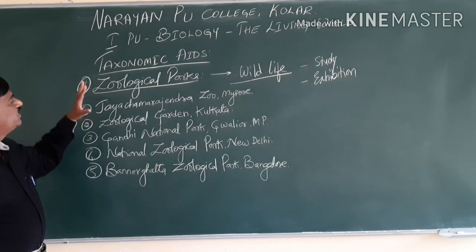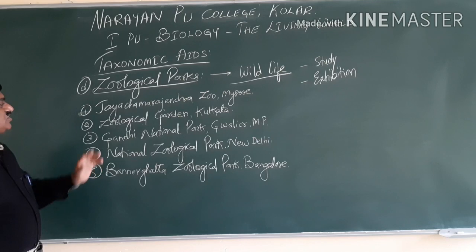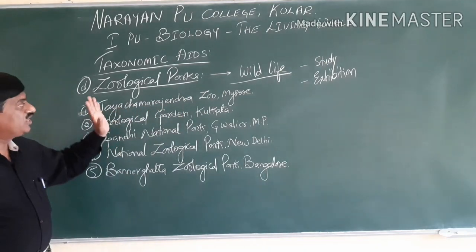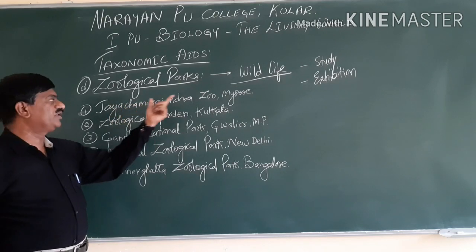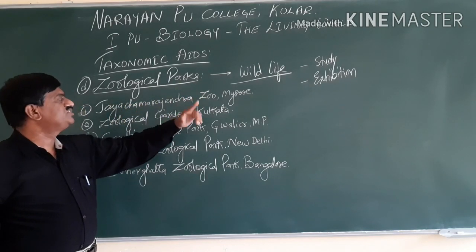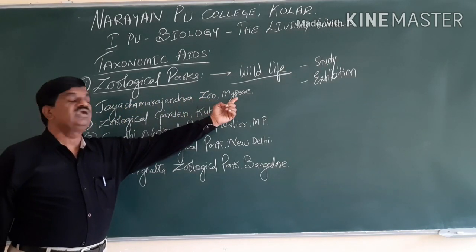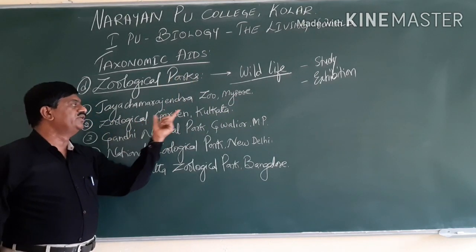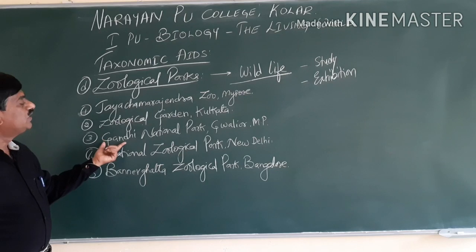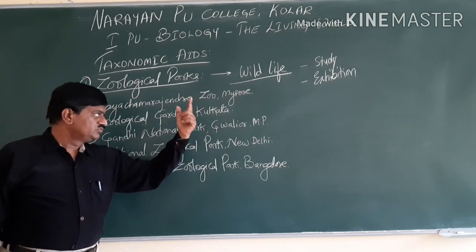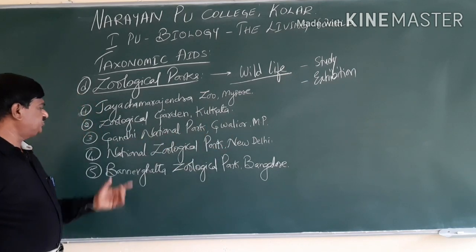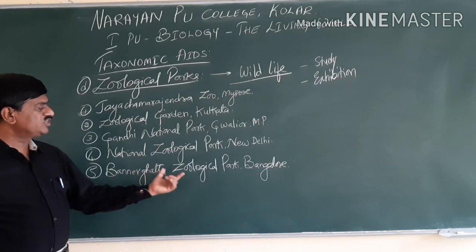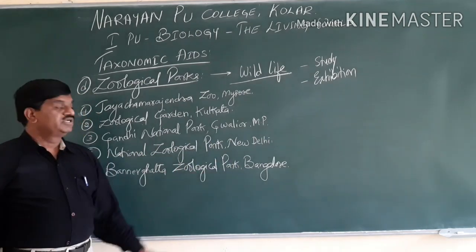So we'll go for the different zoological parks. First one is Jai Chamarajendra Zoological Park or Zoo. This is present in Mysore. Zoological Garden, this is in Kolkata. Gandhi National Park, in Gwalior, Madhya Pradesh. National Zoological Park, New Delhi. Bannerghatta Zoological Park, this is in Bangalore.